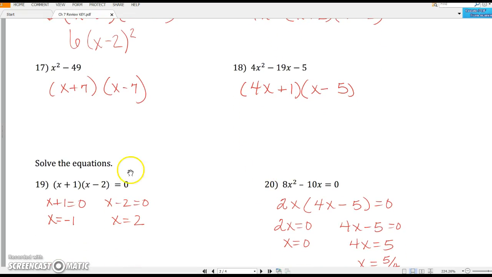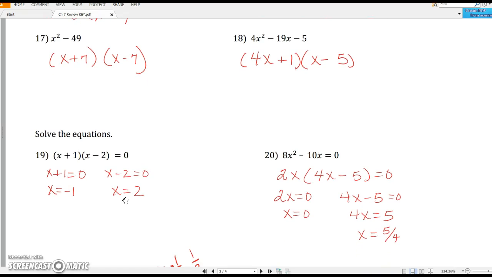Number 19, we are now solving. Notice that everything is on the left. There's an equal 0 on the right. To solve these, you just set each factor equal to 0. So this would be x equals -1 and x equals 2. To check these, if you plug -1 into here, you get 0. 0 times anything is 0. If you plug a 2 into both of these x's, this one is going to be a 0, and 0 times anything again is 0. So you can go back and check these.